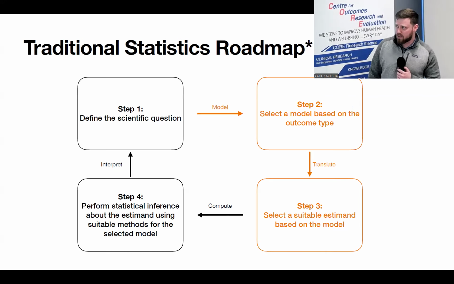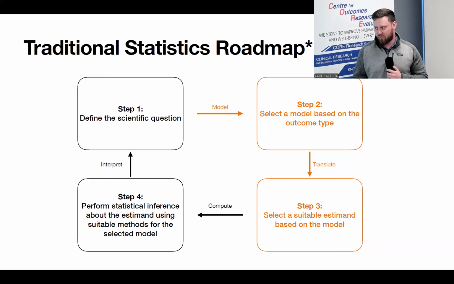Now this contrasts with the traditional roadmap for statistics, which involves the same step 1, defining your scientific question, but then going directly to the modeling stage where you select the model based off of the outcome type, and then moving on from there to identify the estimand based off of this model. So you define the model, and then you're stuck with whatever estimand is stuck in that model. And then you perform your statistical inference and then hopefully interpret a result to make sense of your question.